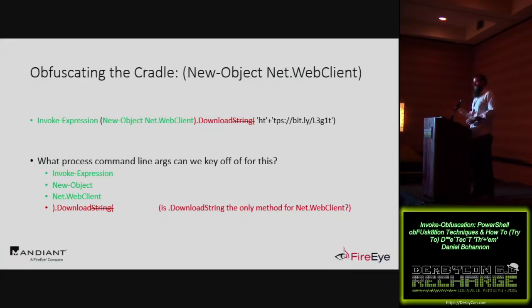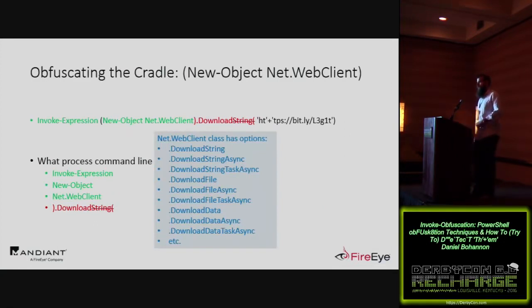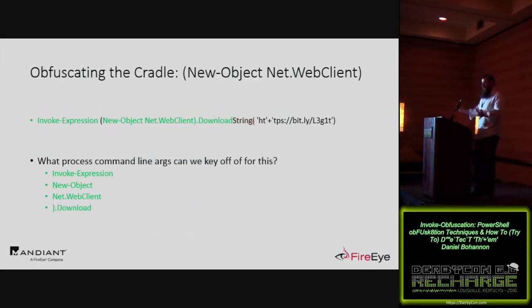Net.WebClient is a .NET class, and DownloadString is a member of that class, but there are a lot of other members. A lot of commodity malware we see using DownloadFile, which brings it down to disk, but people typically use DownloadString because it keeps it in memory. DownloadData also does the same thing, just as a byte array, as a byte stream, so you have to basically convert it out of that. But we have actually seen attackers using this once or twice. So why don't we just say .Download as our indicator here?